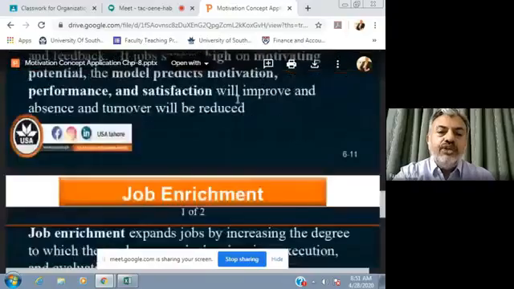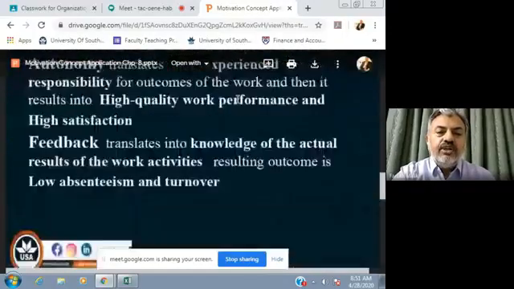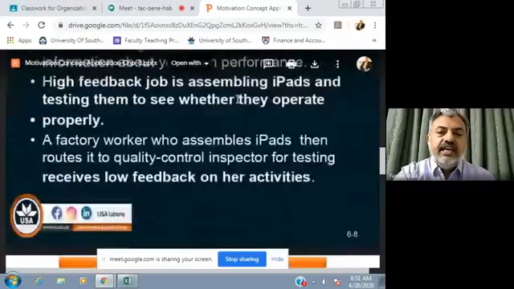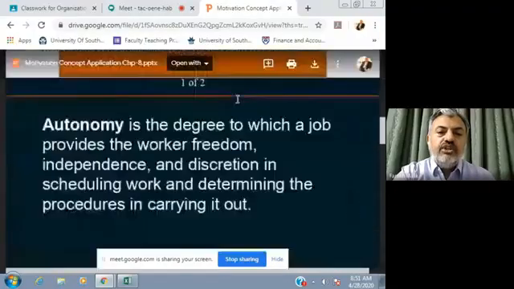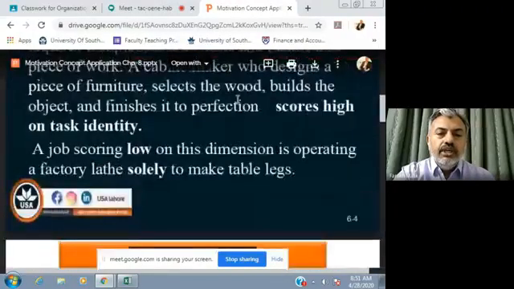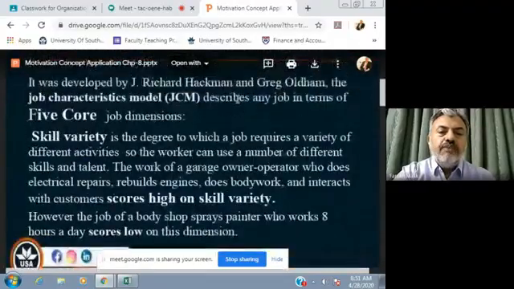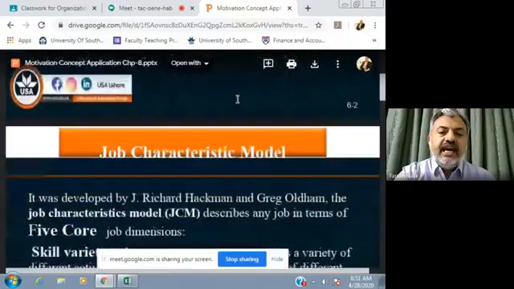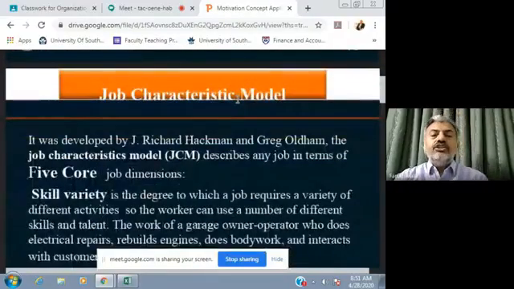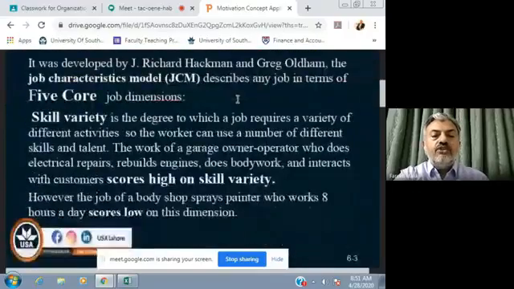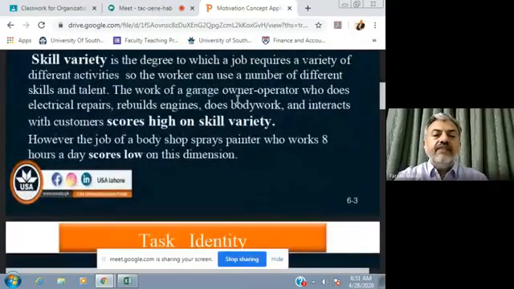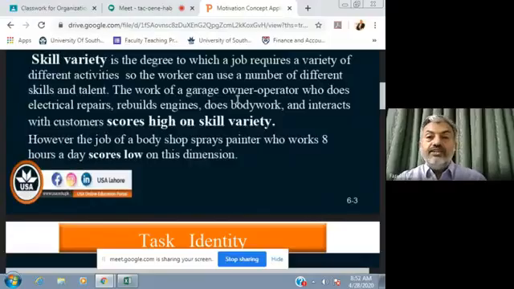So now we are going to recap what we studied. Our core focus was on the 5 core job dimensions, and they are in the job characteristic model. The job characteristic model focuses on the 5 core work job dimensions. One is skill variety, where we had discussed that the garage owner is looking after various types of work that is going on in the garage.